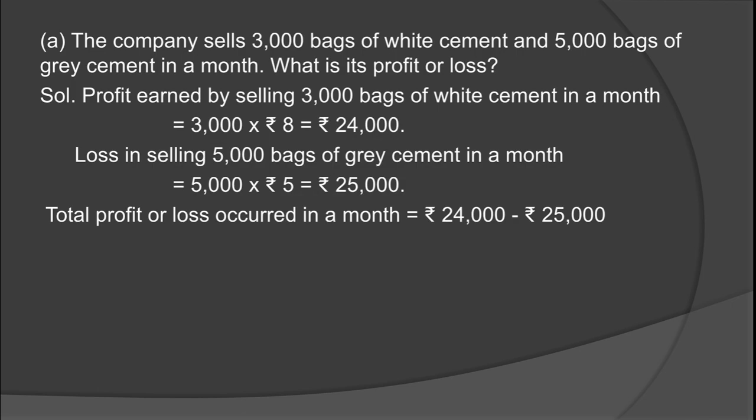Now the total profit or loss occurred in a month is equal to profit minus loss. Hence there is a profit of rupees 24,000, but there is a loss of rupees 25,000. Hence we can write rupees 24,000 minus rupees 25,000, which comes out to be minus 1,000 rupees. Here the negative sign indicates that the company has a loss of rupees 1,000. So we can write there is a loss of rupees 1,000.